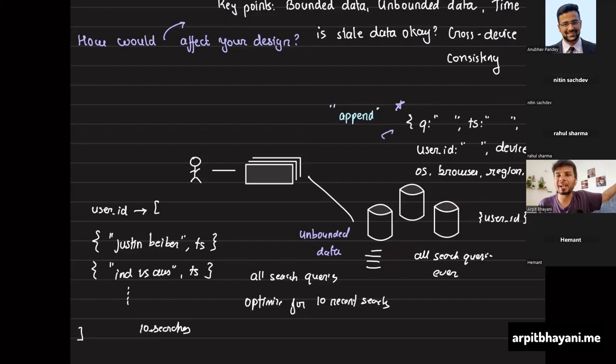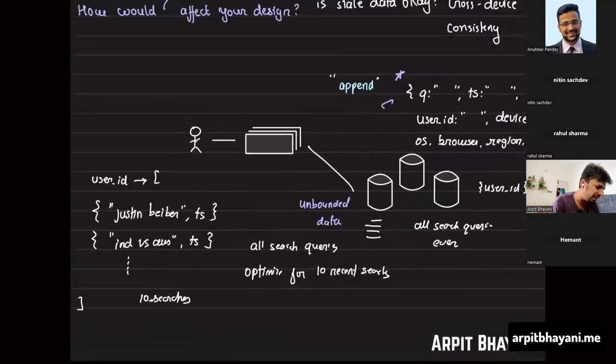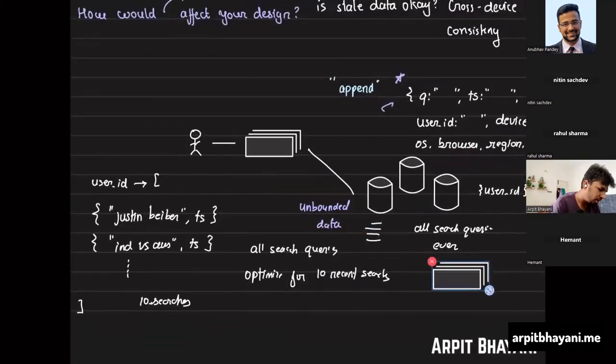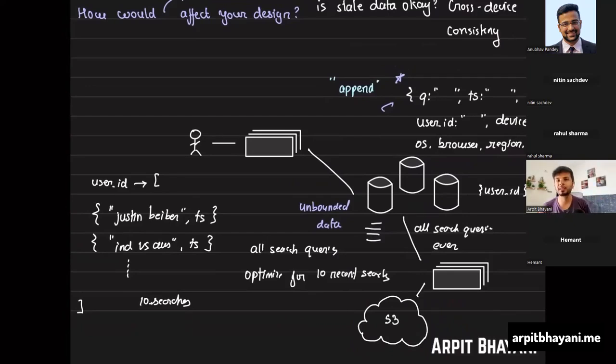How likely are you to access data which is 1 year old? Not very. So what you can do is archive this data on S3. Why have bloated cost on your infrastructure? Just archive the data to S3. So all the search queries made by all the users ever will be stored in any document-based database.